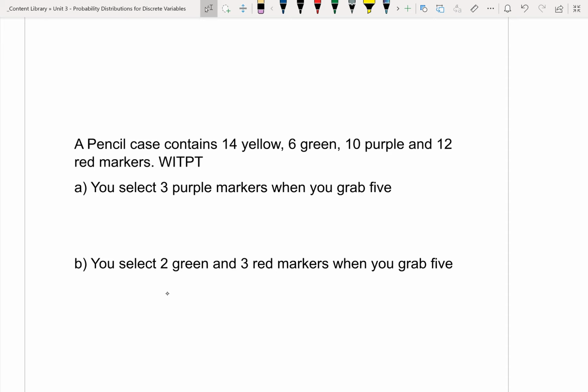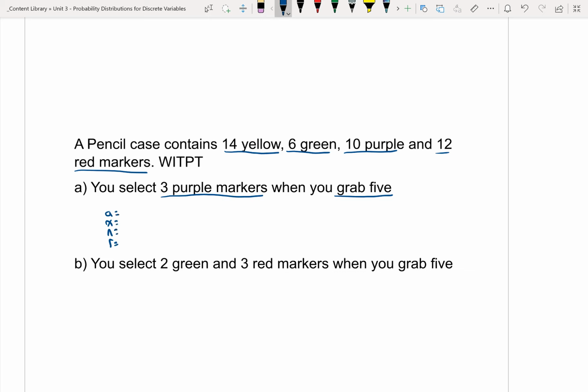So a pencil case contains 14 yellow, 6 green, 10 purple, and 12 red markers. What is the probability that we select 3 purple markers when we grab 5? We could try to reason through this using our probability and understanding of combinations, or let's look through our hypergeometric variables. So A, X, N, and R.